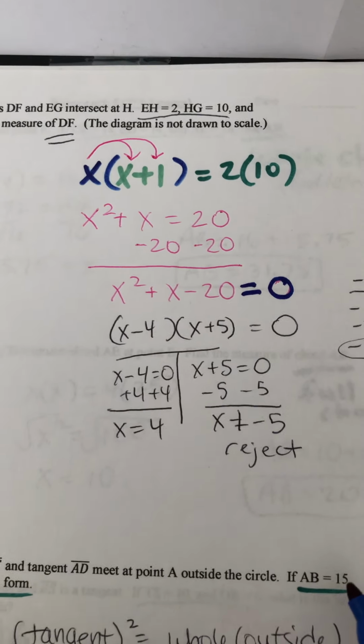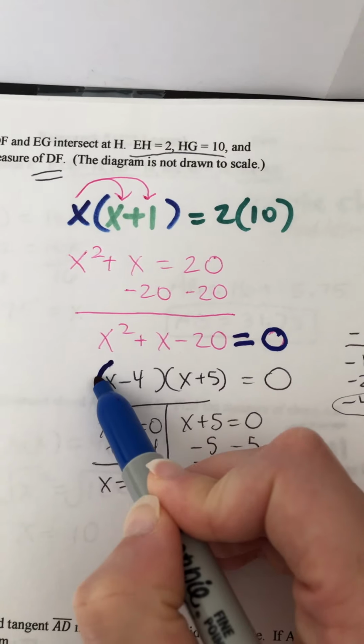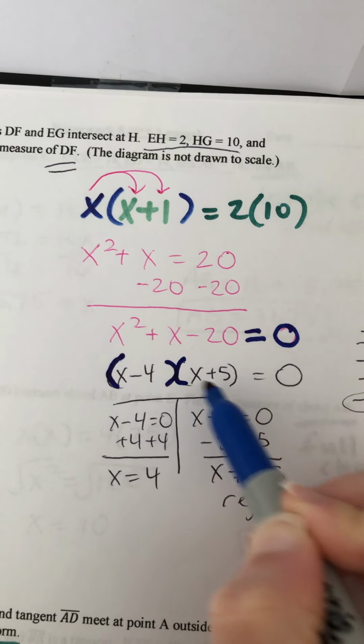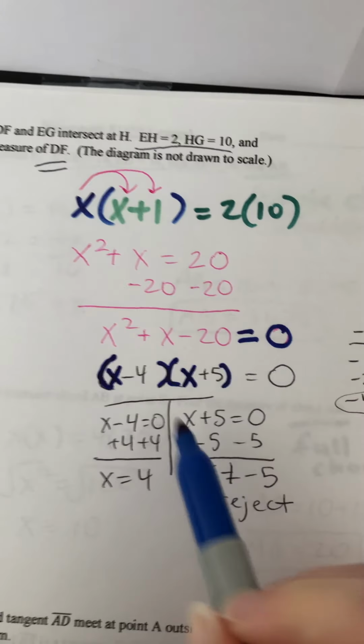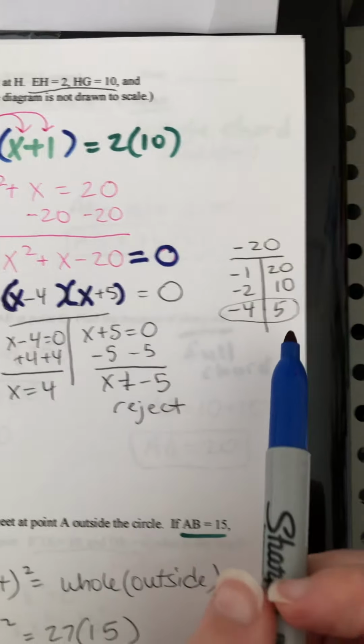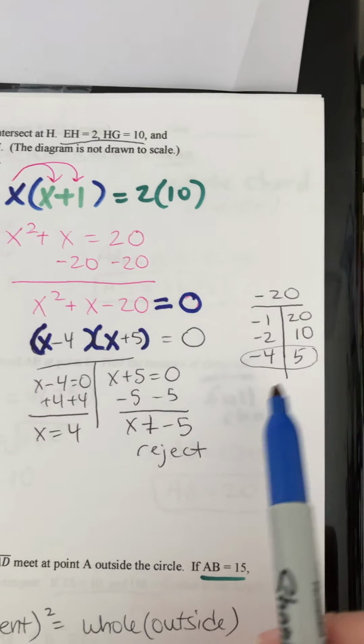You have a trinomial. We need to factor the trinomial. You would start by putting parentheses and putting the x's, because we know x times x is x squared, but then you have to figure out what numbers multiply to negative 20. So think 1 times 20, 2 times 10, 4 times 5.